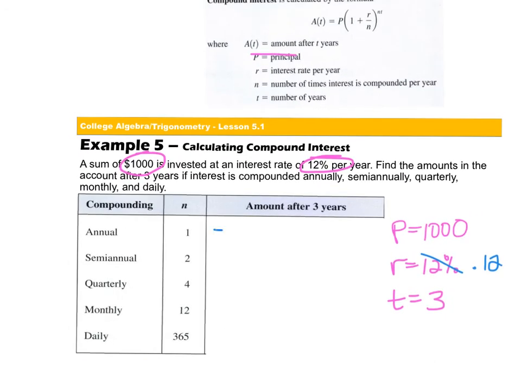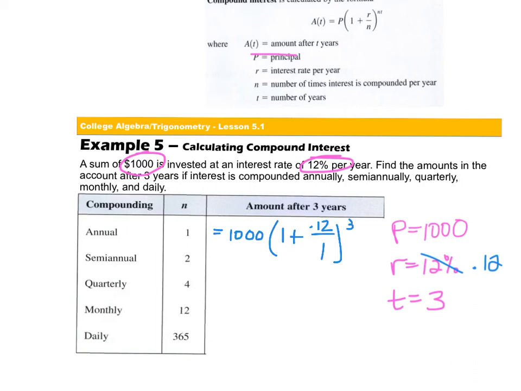Interest equals, so let's do it for annually. My P is 1,000, right? Then I have in the formula 1 plus, what is my interest rate? 0.12 over, what's my N if I'm going annually? 1. And I'm going to raise that to the N times T. So what's my N again? 1 times my T is 3.